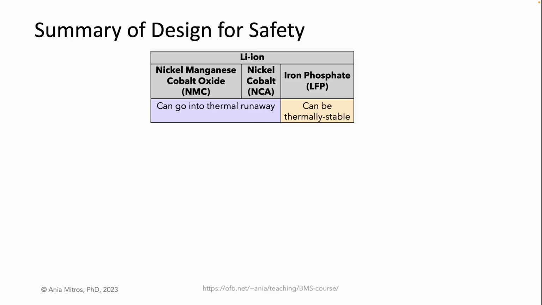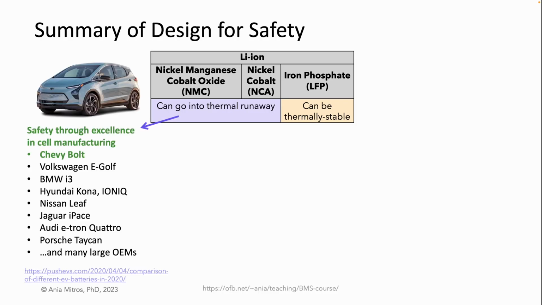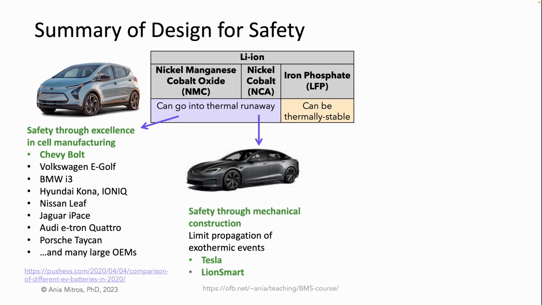In summary, let's review 3 approaches to safety. The most common approach among large car manufacturers is to use NMC cells susceptible to thermal runaway and count on excellence in cell manufacturing. This is true for the Chevy Bolt, as well as a number of other cars you may have heard of. A second solution is Tesla's solution to use cells susceptible to thermal runaway, but provide for safety through mechanical construction, limiting propagation of exothermic events.